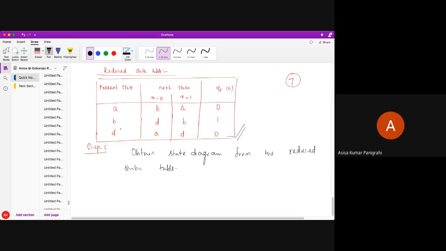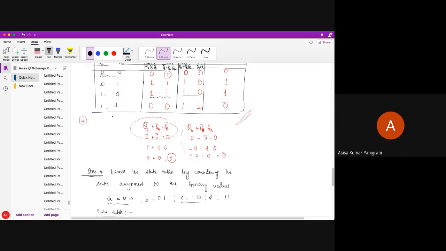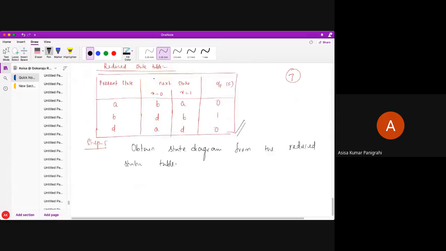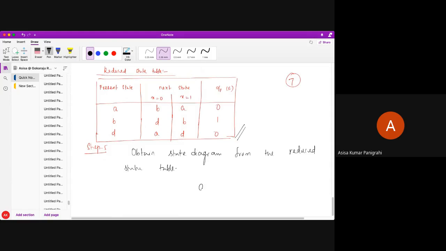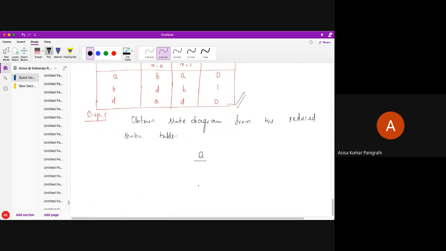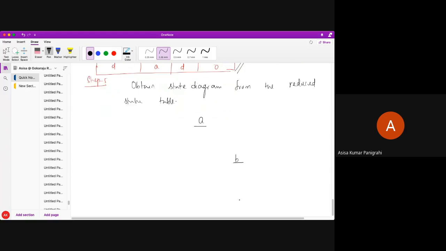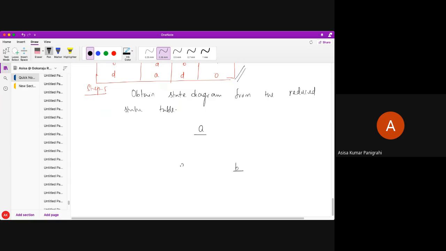So from this we came to know what I have to design: this is actually a Moore circuit. Moore circuit means I have 3 states. First I am going to draw that: A, next B, next D. So I know that it's a Moore circuit. Moore circuit state diagram looks like this. Am I correct, students?